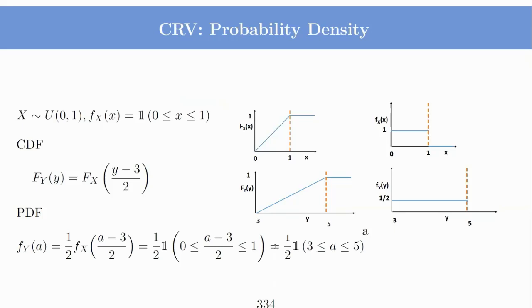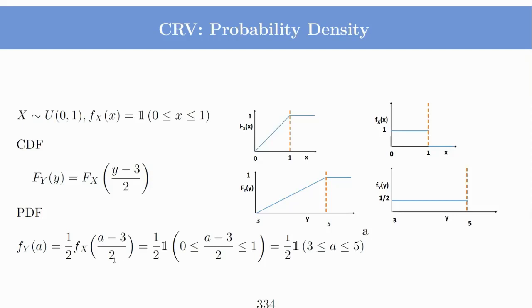So how does this look? Let us understand by taking an example where x is a uniform random variable. We have already seen the CDF will be like this, and the CDF of the transformed random variable will be like this, which is the scaled version of this. The PDF, on the other hand, of the uniform random variable is 1 between 0 and 1. What will be the PDF of y? Let us look at that. For any value a, the PDF of y at a is equal to half f_X((a minus 3)/2).